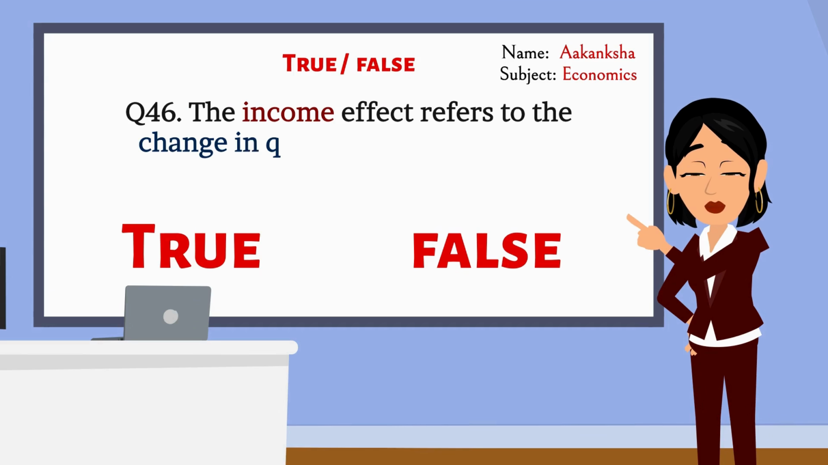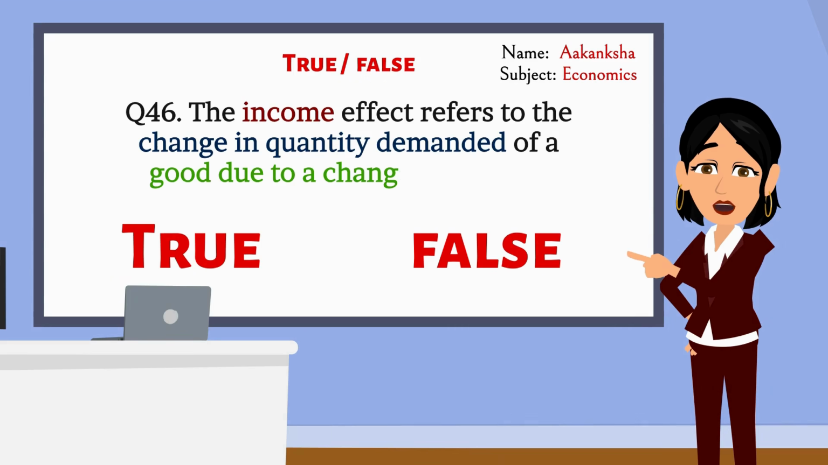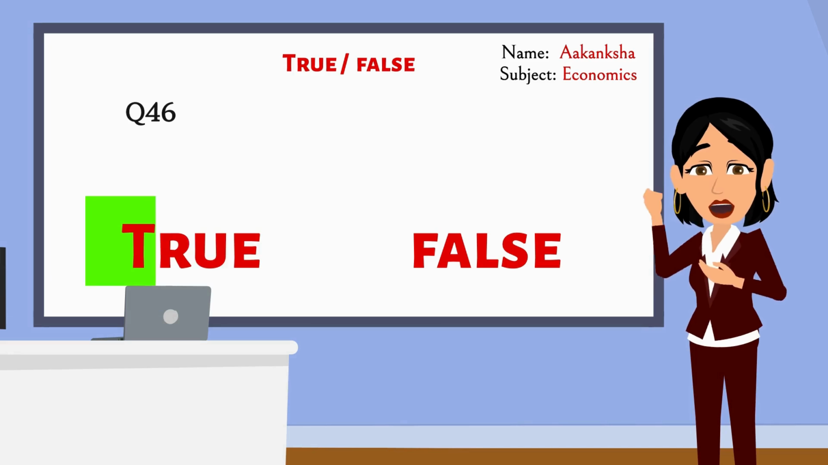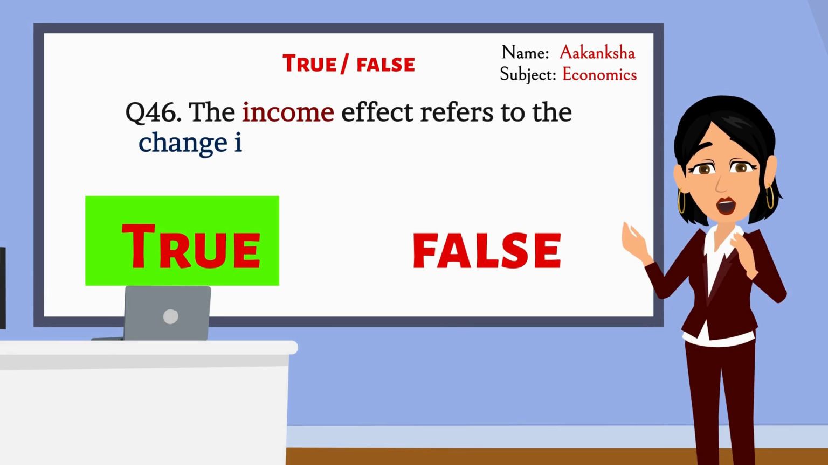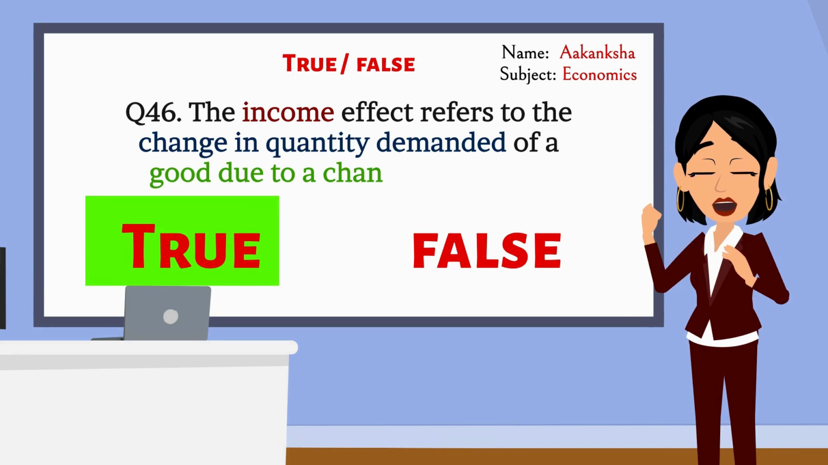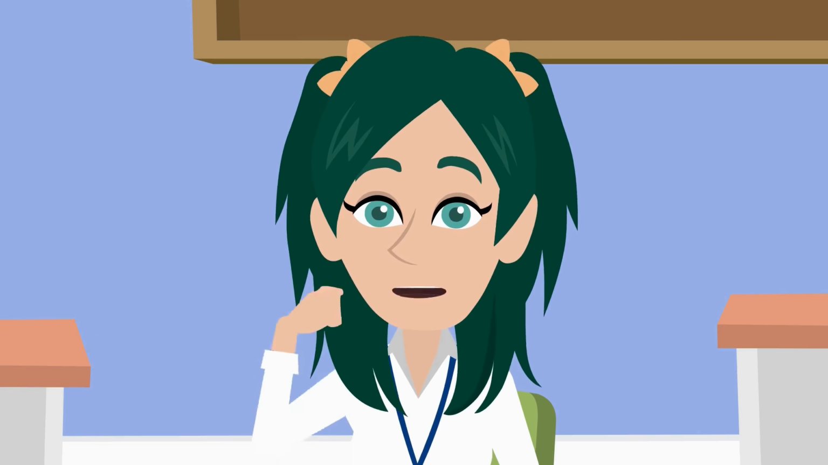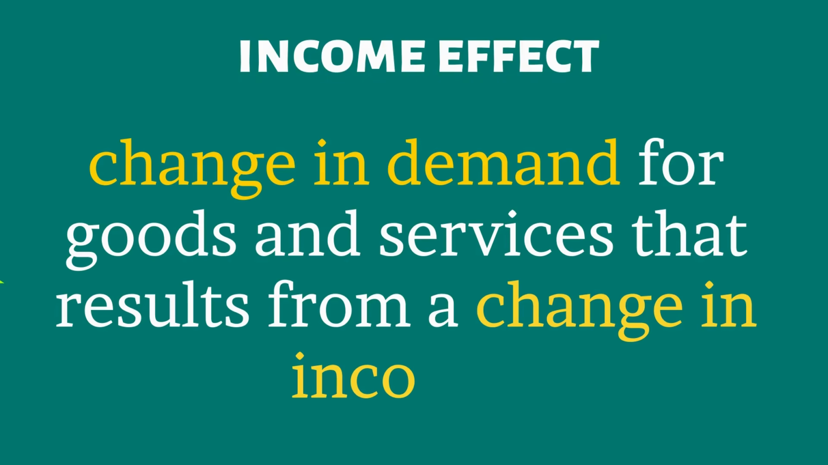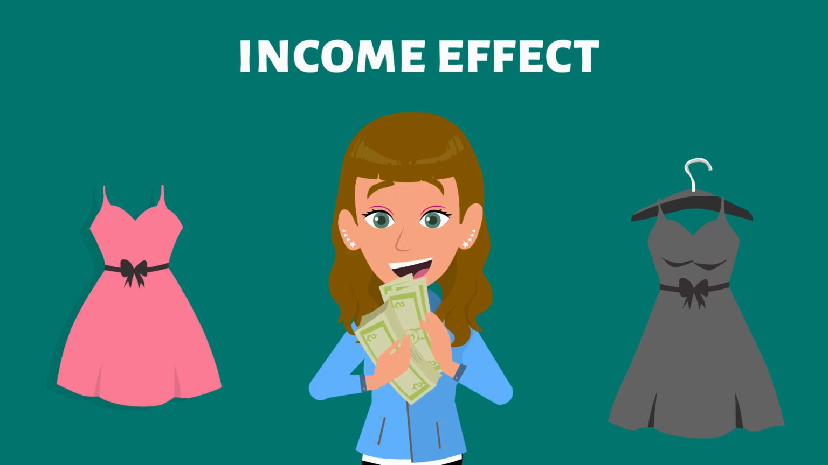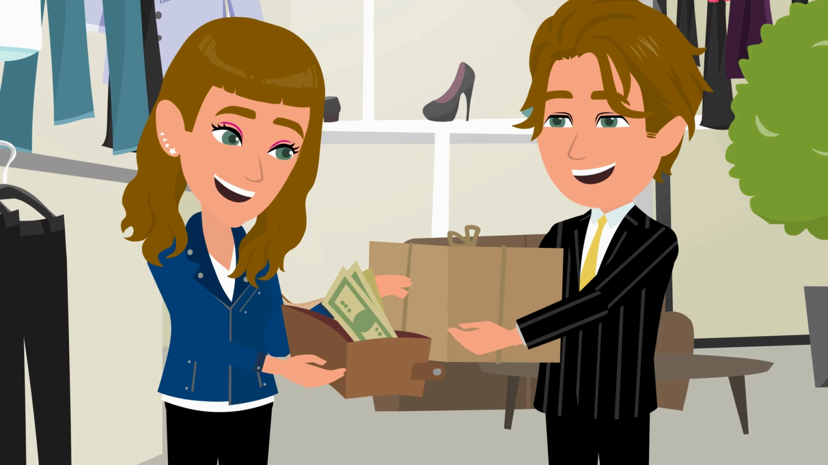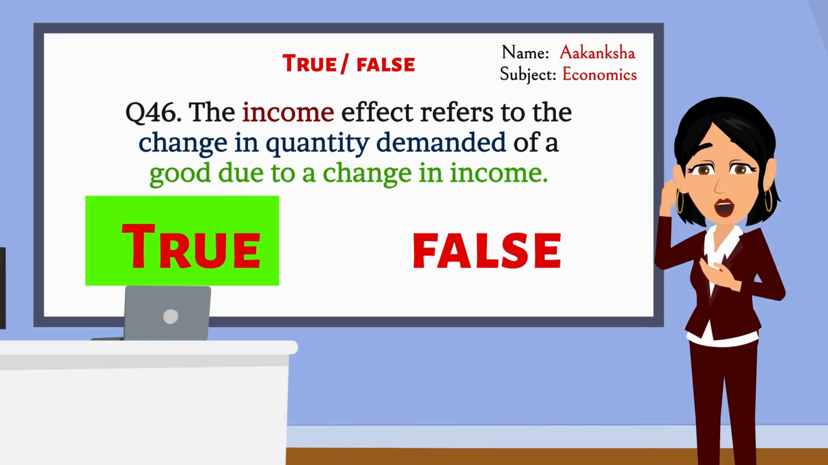The income effect refers to the change in quantity demanded of a good due to a change in income. True or false? It's a true statement, ma'am. Correct, Bushra. The income effect refers to the change in quantity demanded of a good due to a change in income. Can you explain? The income effect is the change in demand for goods and services that results from a change in income. For example, if someone gets a raise, they might buy more expensive food or clothing because they can afford it. Well explained.